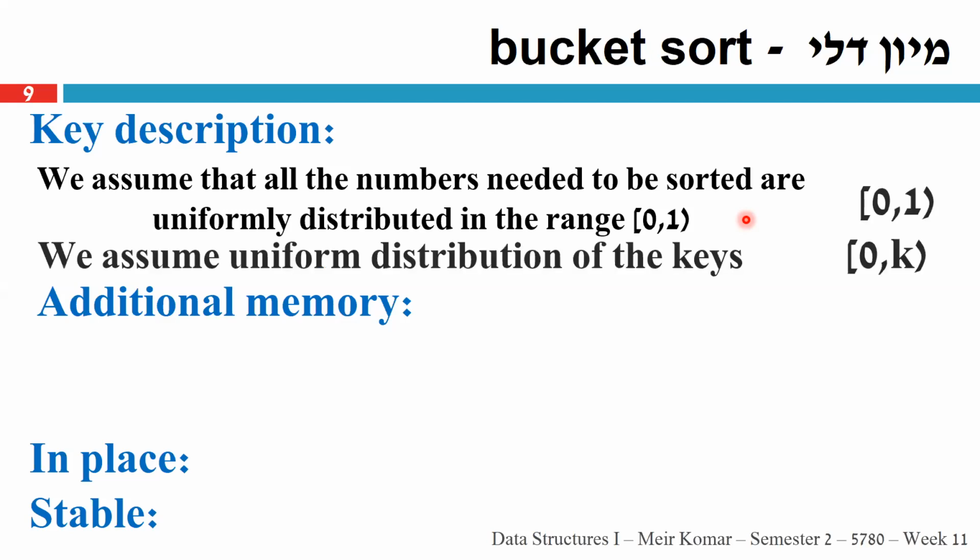There is a version where we can assume uniform distribution of the keys between 0 and k as whole numbers. But again, that's another version which we'll be talking about today. I'll be showing it to you. But the whole concept is that we have a uniform distribution.